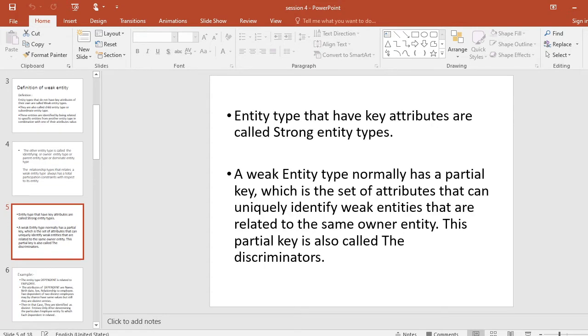Entity types that have key attributes are called strong entity types. A weak entity type normally has a partial key, which is the set of attributes that can uniquely identify weak entities that are related to the same owner entity. This partial key is also called the discriminator.